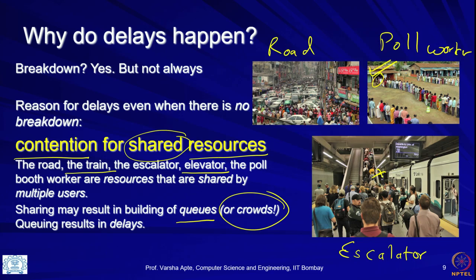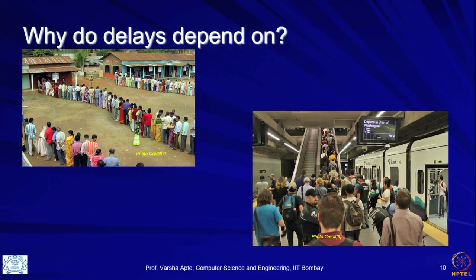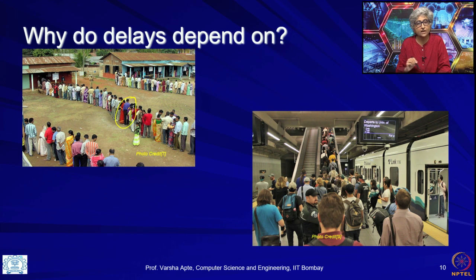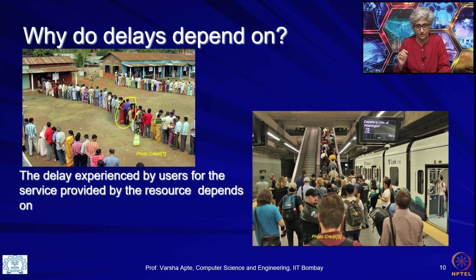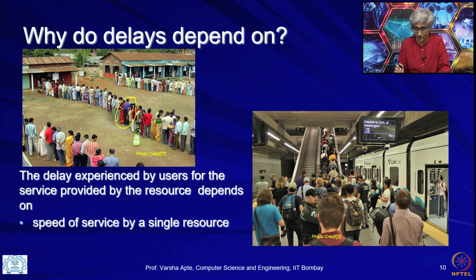In some abstract sense, there is a queue. There is no order, but there is a queue for the shared resource, and queuing is what results in delays. Okay. So what do delays depend on? Let's keep thinking further in general life. So here, for example, what are all the factors that will determine how much delay this person will face? There are many things one can think of, but the main common ones I will list.